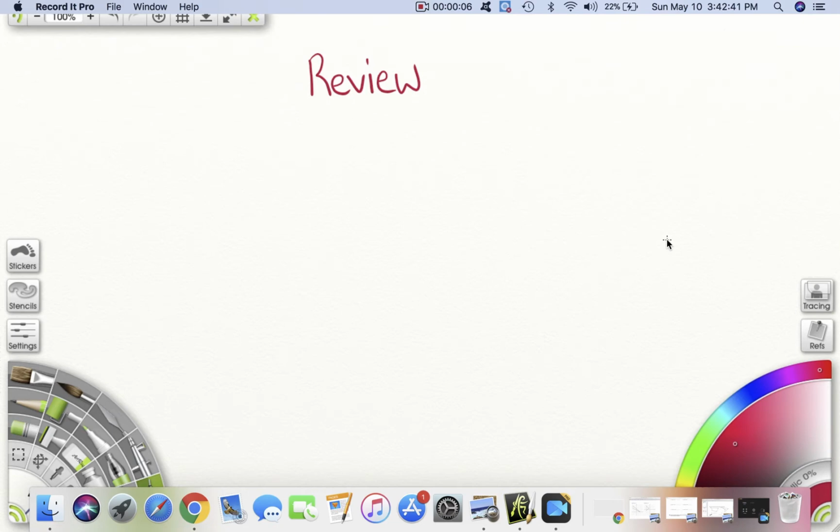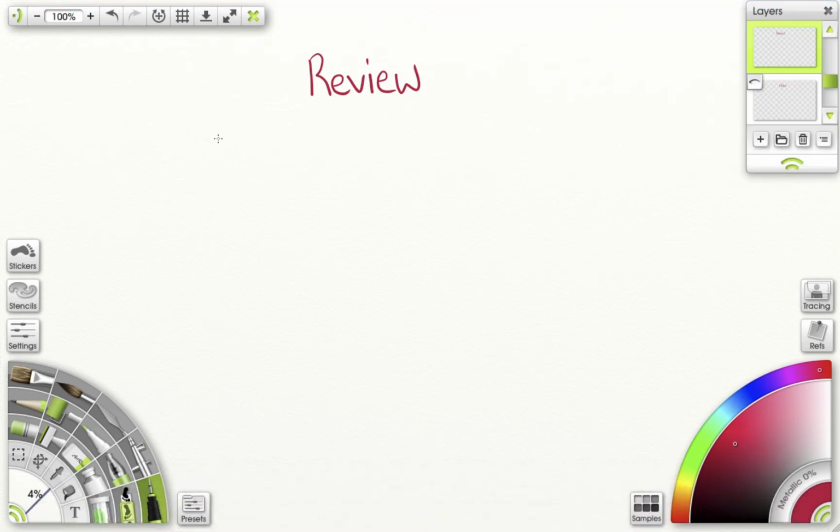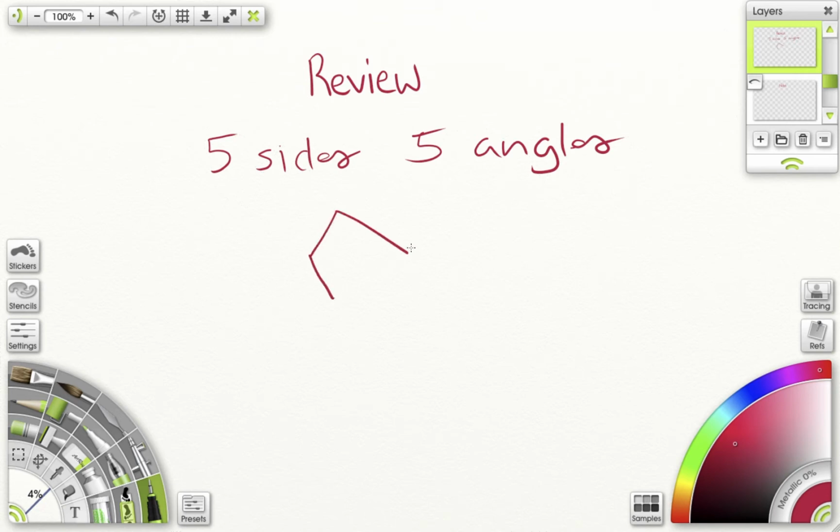So on Friday we were talking about different types of shapes. You had to identify and name shapes that had the same amount of sides and angles. So if I gave you a five-sided shape, this would be 5 sides and 5 angles. What were some of the shapes that fit into those categories? Well, you could have a parallelogram, because that has 5 sides, but it has 1, 2, 3, 4, 5 angles.